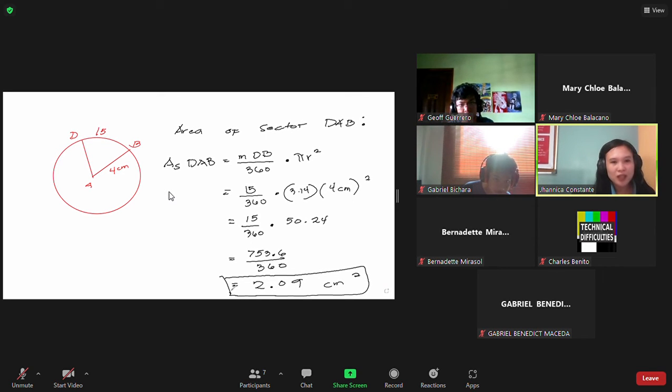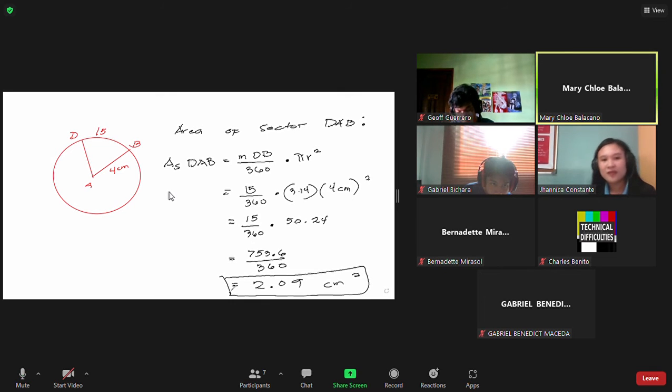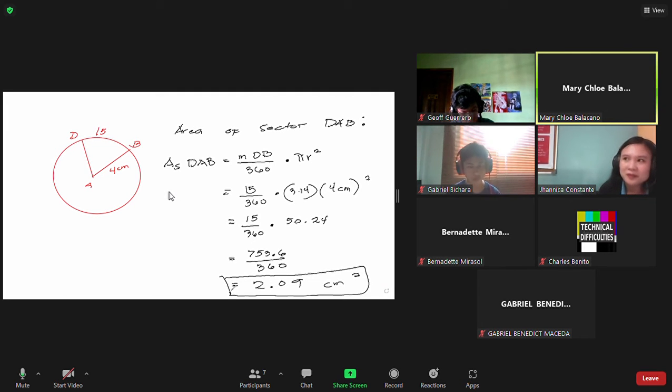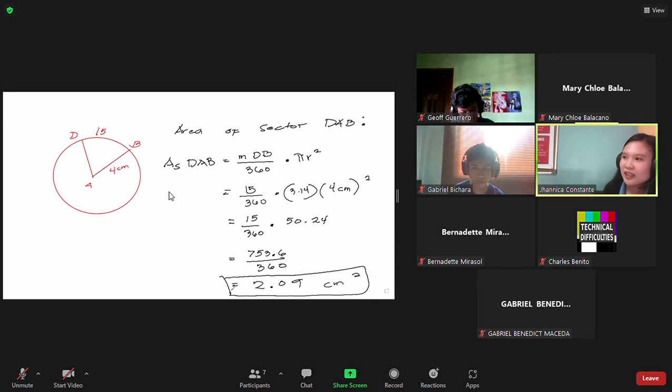Okay na? In finding the area of our sector, any question? Yes po. Kailan ginagamit yung divided by 2, the second formula for the area of sector?